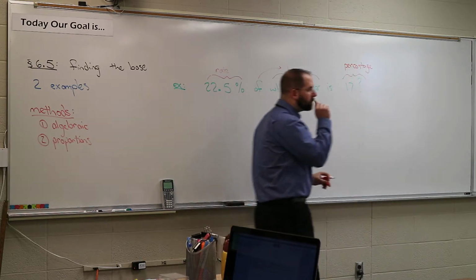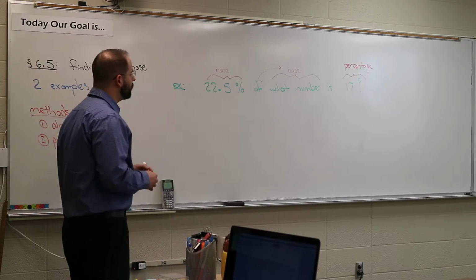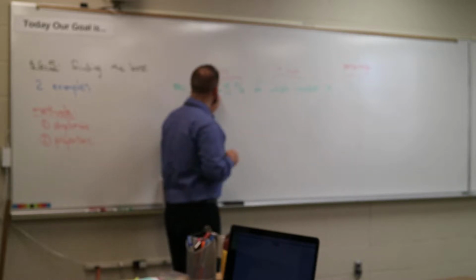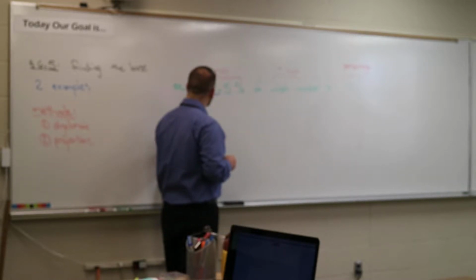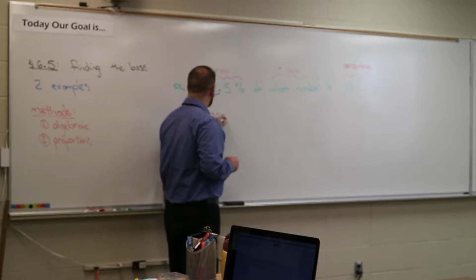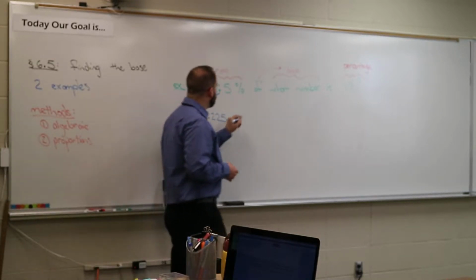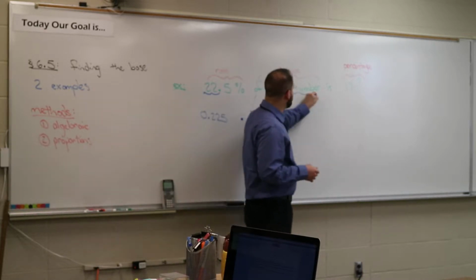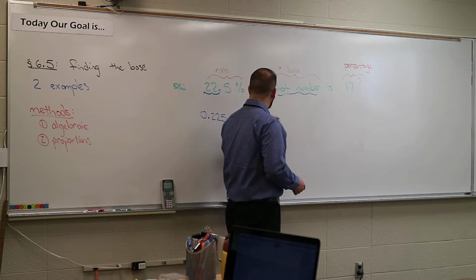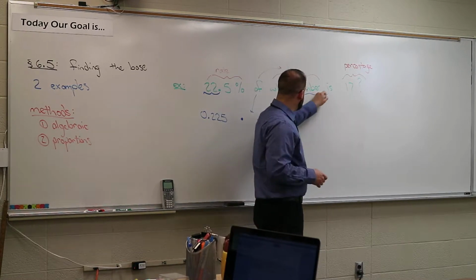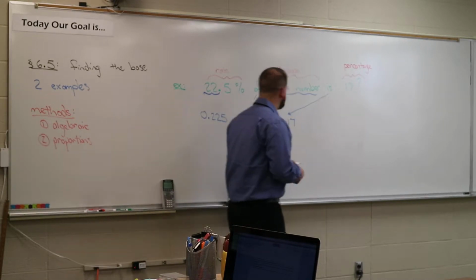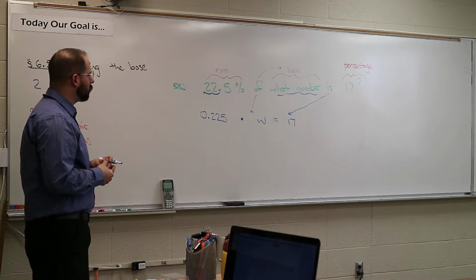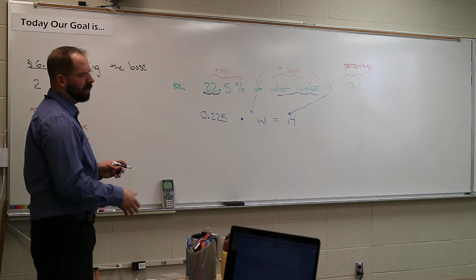Okay, so if we do this by algebra, I'm going to do this by 2 different methods so you at least have 2 examples of it. First way, 22.5%. If I move my decimal over 2 spots, this is what it's going to look like: 0.225. The word of means to multiply. The what part, that's my variable, so I'm going to put a W for word. And then an equal sign. And then we have the 17 behind it. Does that make sense how I'm setting this up? This is the way we did it for the past couple days. You guys are really good at this, knowing where to put the multiplication, knowing where to put the equal sign.